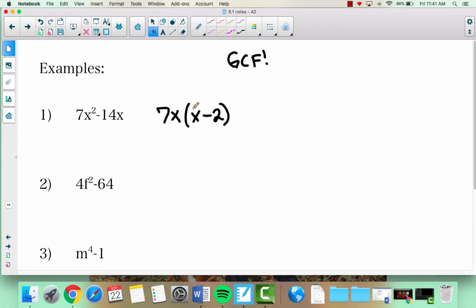And so I can't break this down any further because my degree is 1, so this would be my factored form. Okay, so that's all you can do on this one, greatest common factor, and then be done.